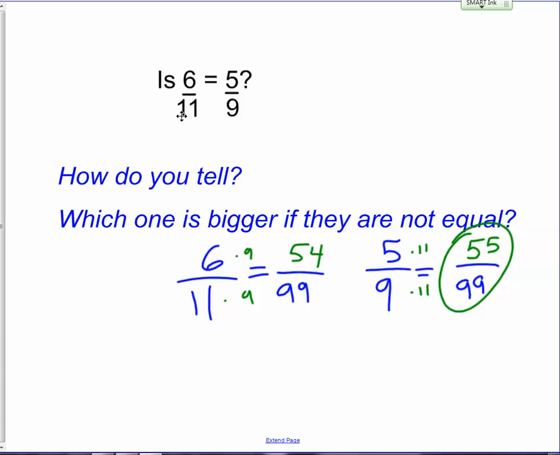And then I said, is 6/11 equal to 5/9? And you guys discussed that in your group, and I said, how can you tell? And most of you predicted correctly, but they're very close together. They're only 1/99 apart. So if we do the mathematics to prove it, 6/11 is only 54 parts shaded out of 99, and 5/9 is 55 parts shaded out of 99. So 5/9 is bigger.